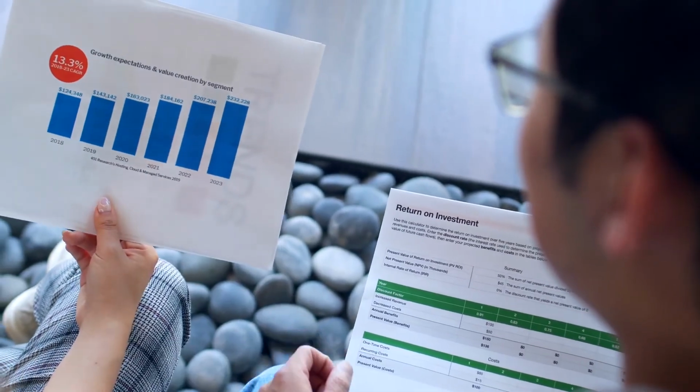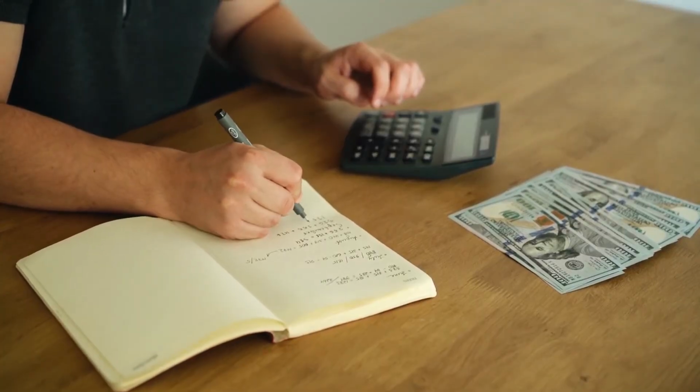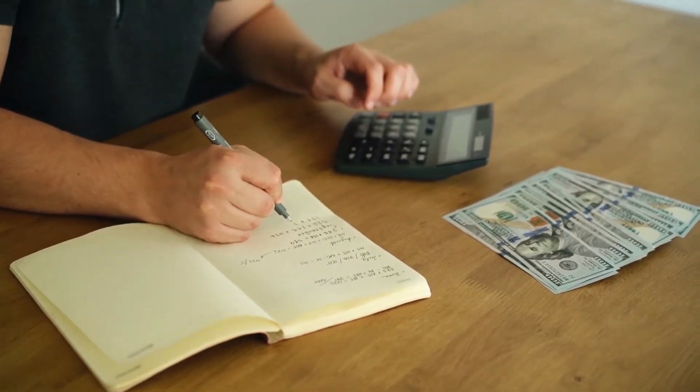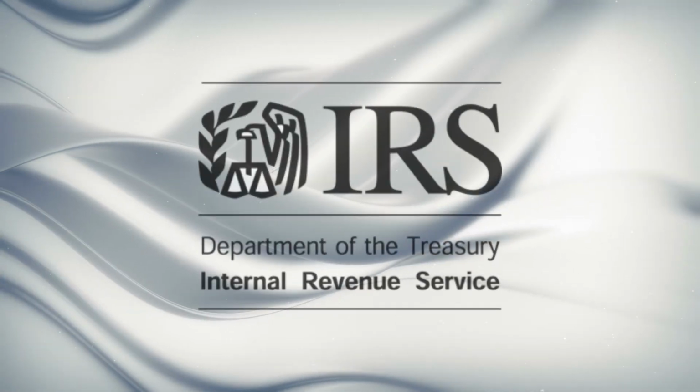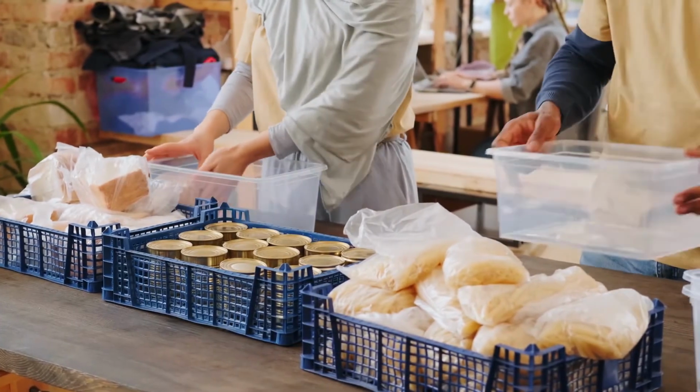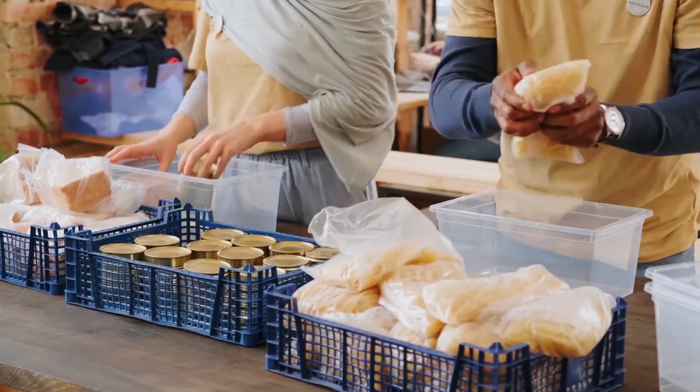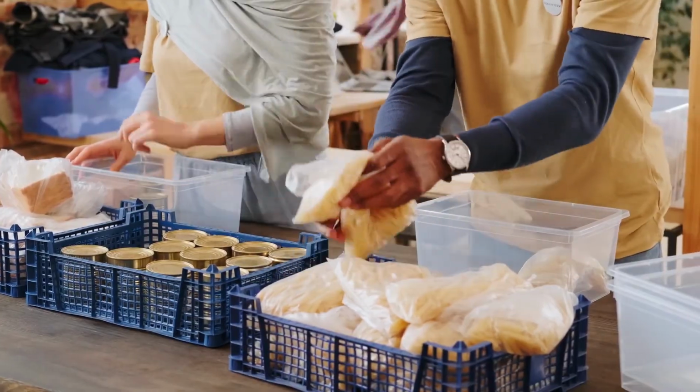9. Obtain federal tax exemption. To qualify for tax-exempt status, you'll need to file an application with the IRS. The specific form you'll need to file will depend on the size and nature of your organization.